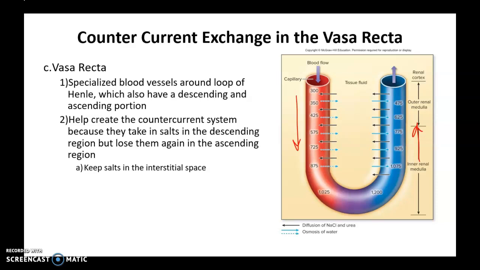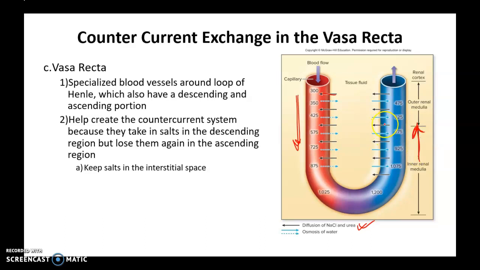And this vasa recta actually helps create the countercurrent system because they take in a lot of salt in the descending region. So let's look into the descending region. As you can see, the black arrows represent intake of salt. But they lose it again in the ascending region. Look into the ascending region.